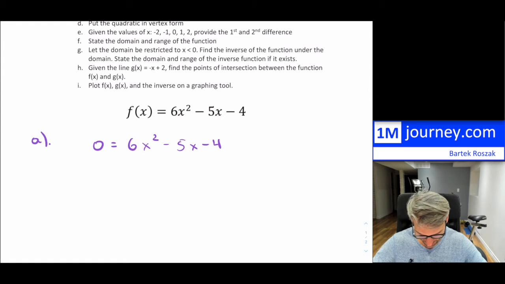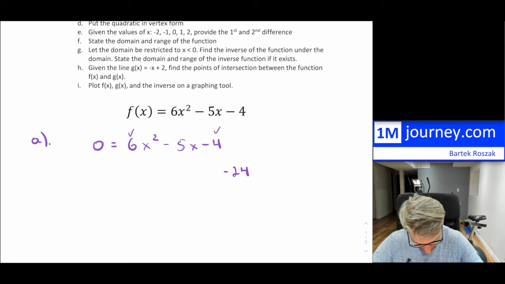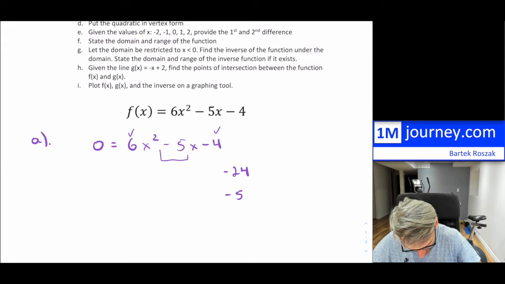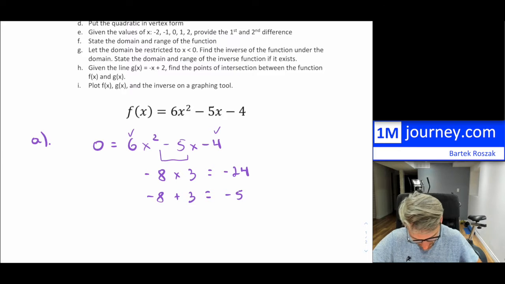I'm going to first try to see if I can factor this. So 6 times minus 4 is minus 24 for the multiplication. So we need two numbers that multiply to minus 24, and when added give me negative 5. Minus 8 times 3 gives me that, and minus 8 plus 3 gives me that. So this is factorable.